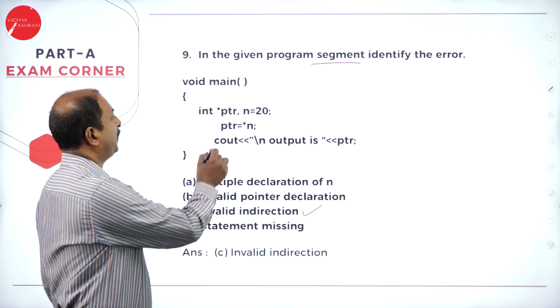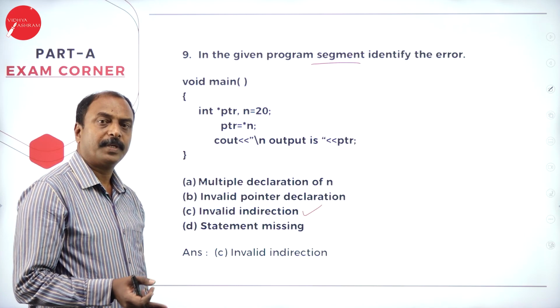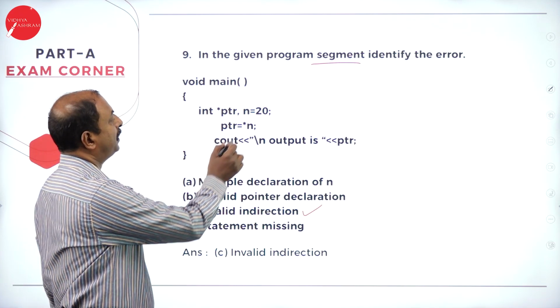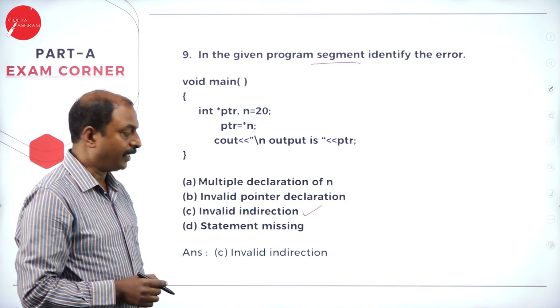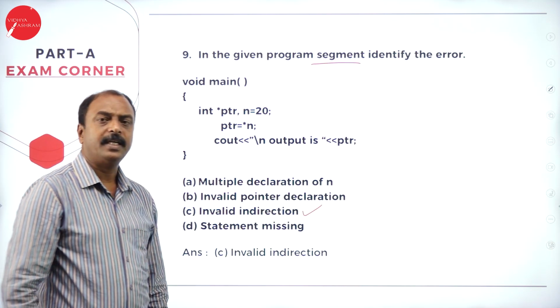Generally, if I say ptr equals to, we use this ampersand n, or address of operator. So it's supposed to be ptr = &n. So accordingly, the answer is C, invalid indirection.